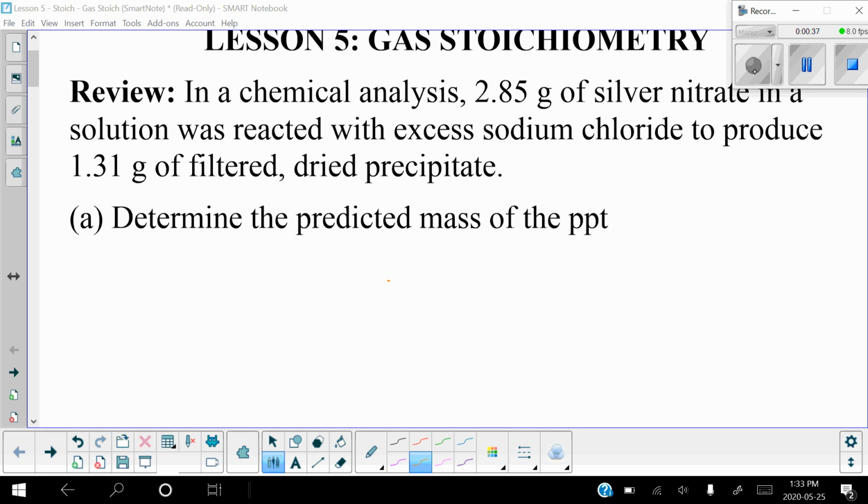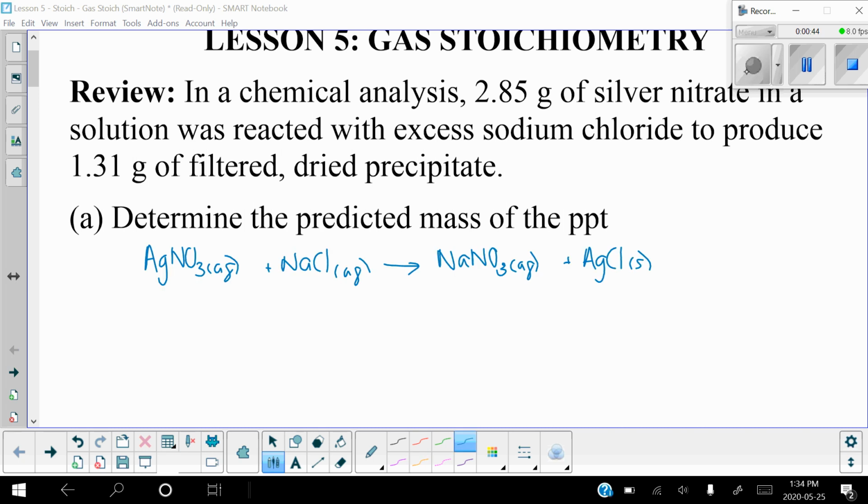So I'm going to go ahead and do this problem. If you like, pause, and then you can unpause and check your answer. Okay, so for those of you who would like to follow along, what we first need to do is start with a balanced reaction. It says silver nitrate reacts with excess sodium chloride to produce 1.3 grams of filtered dried precipitate.